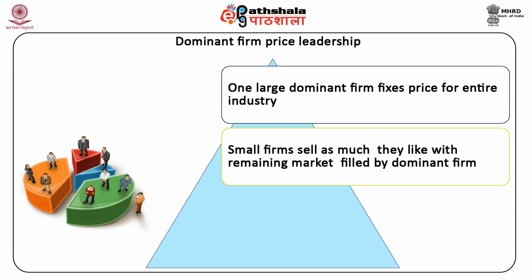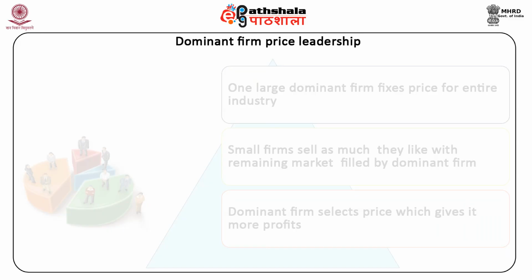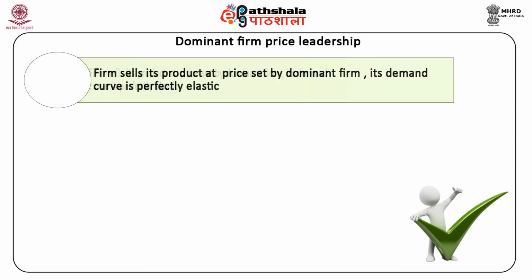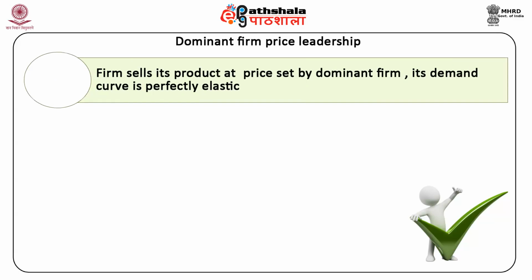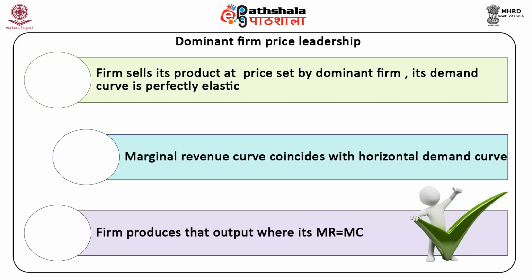In this case, the dominant firm will select the price which will get it more profit. However, when each firm sells its product at the price set by the dominant firm, then its demand curve is perfectly elastic at that price and its marginal revenue curve coincides with the horizontal demand curve, and the firm will produce that output where its MR is equal to MC.